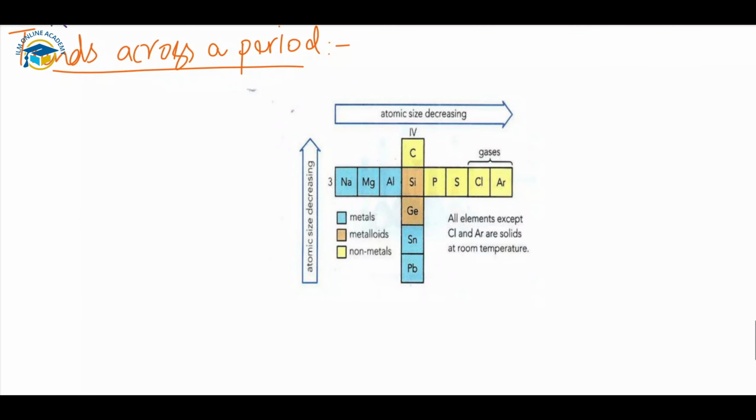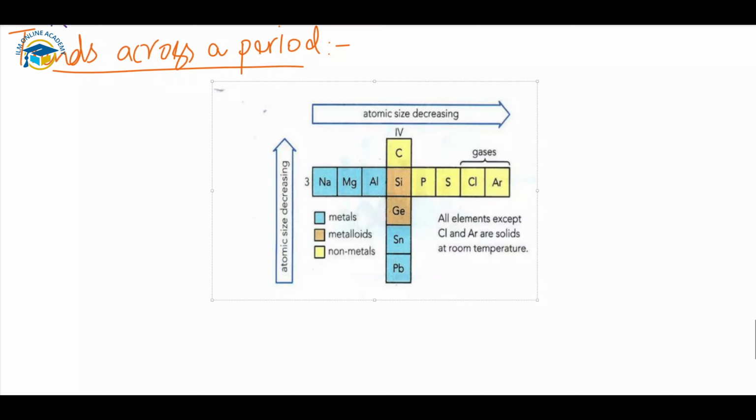Now we'll discuss the trends across a period. The elements of the vertical groups at either side of the periodic table show similar properties within the groups. However, following a period across the periodic table highlights the trends from the metallic to the non-metallic properties within the periodic table. In a specific period, the elements present on the left side of the period are the metals, and those on the other side are the non-metals across the same period. So this change from the metal to the non-metal can be explored by looking more closely across each period.